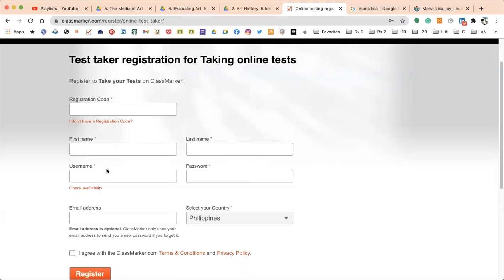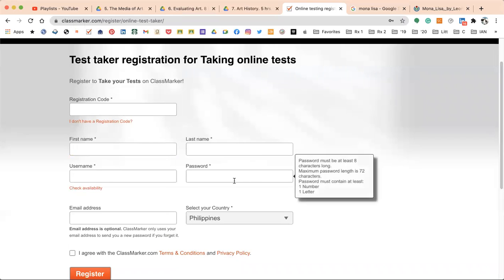Username, something that's simple. For example, me, it's Ian Layugan. Your nickname and your family name, or your full name, or your initials like IS Layugan, something like that. And the password that you can remember. Now, the password in here must be 8 characters long and must be less than 72 characters. However, it must contain one number and one letter.